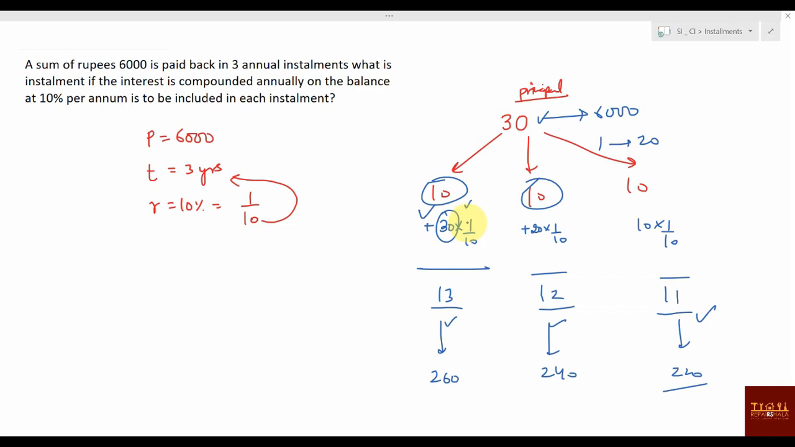One part 200. Oh, okay, 200. So it will be, each and every place, 0 will be increased. Okay. Clear? Now check this.